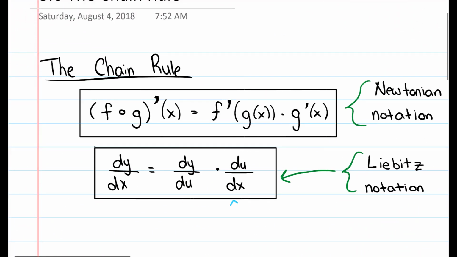In this video, we're going to talk a little bit about the difference between Newtonian notation and Leibniz notation, and then after that, do an example to determine the derivative, more specifically involving velocity.